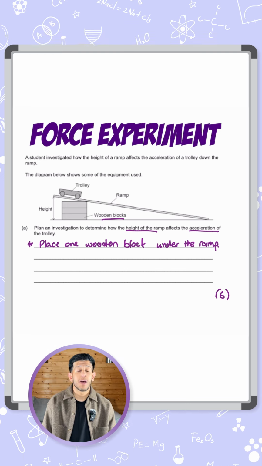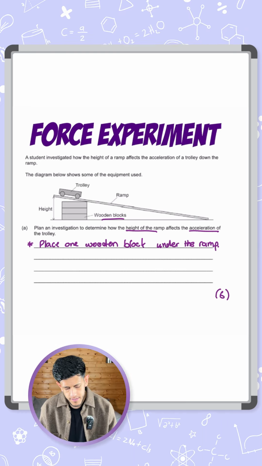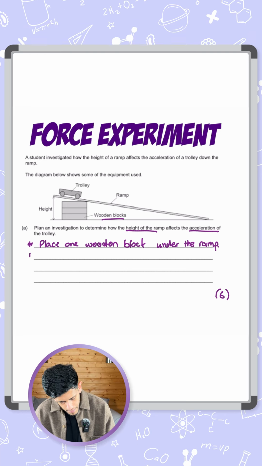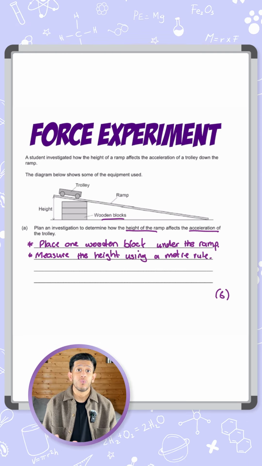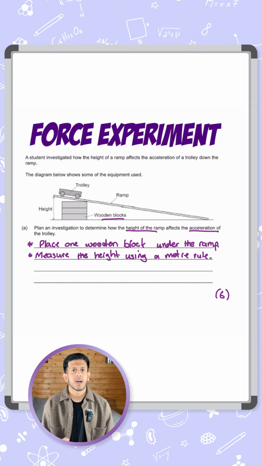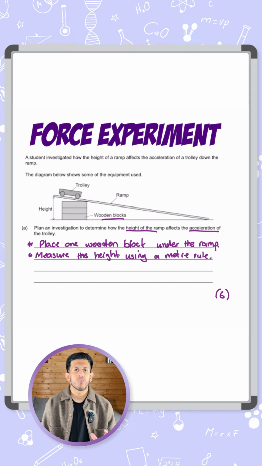So we've placed it under the ramp, and we've now set a particular height, but we need to measure what that height is so that we can record it. So I'll say measure the height using a meter rule. So you can say a meter rule or a ruler, but something to measure the height. So we're capturing the apparatus there and what we're measuring. Yeah, so measuring the height using a meter rule. So now we've recorded that height.